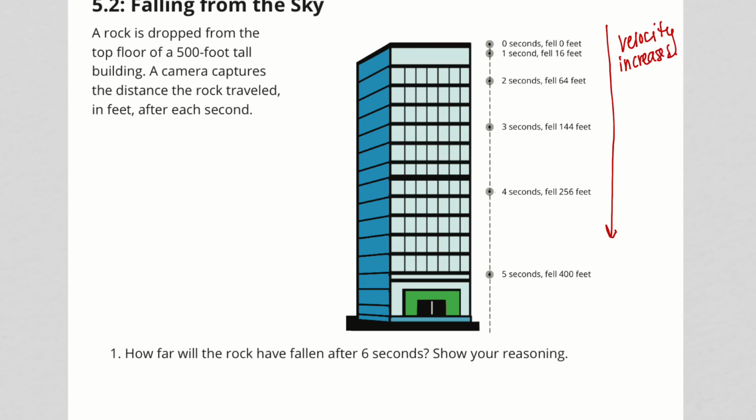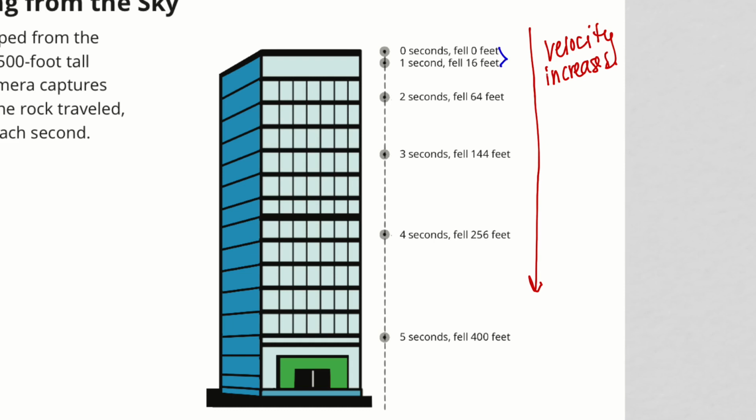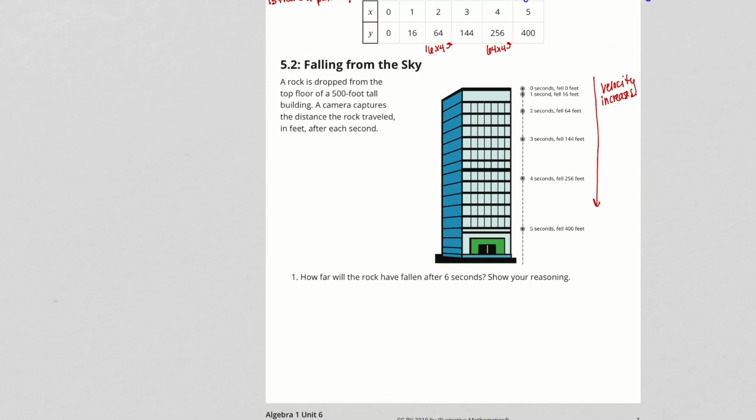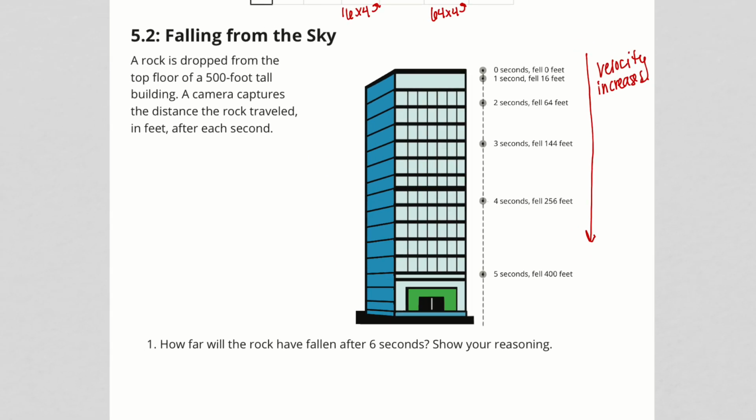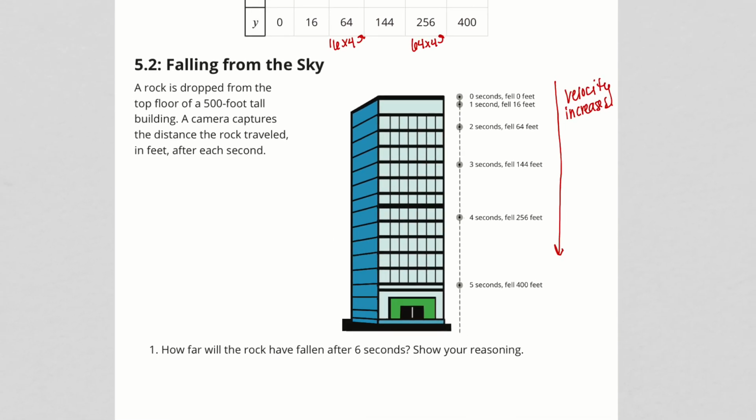Okay. So between 0 seconds and 1 second, how many feet are there? 16. Between 1 second and 2 seconds? A lot more than 16, like 4 times that amount. Actually, there's 48 feet between second 1 and 2. Whenever we have a table, are those the same numbers we had up there?